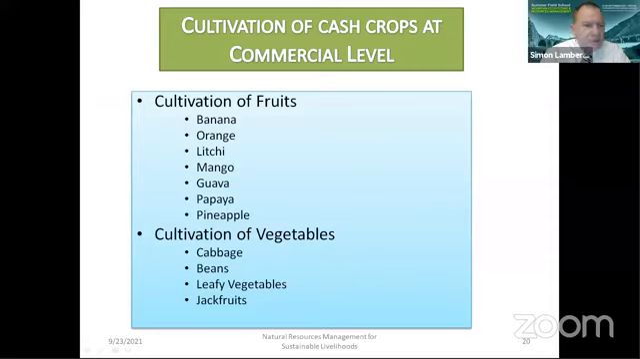Also, because shifting cultivation is no more useful for livelihood sustainability as the population is growing and the production and productivity coming out of shifting cultivation is very low, what we can do is cultivation of fruits: banana, orange, lychee, mango, guava, papaya, and pineapples are very much suited for the climate of this region. And the people grow them for domestic use, not for the market. And market is also one of the problems because this area is located remotely.